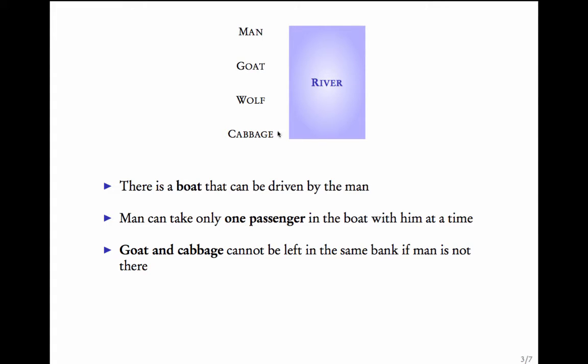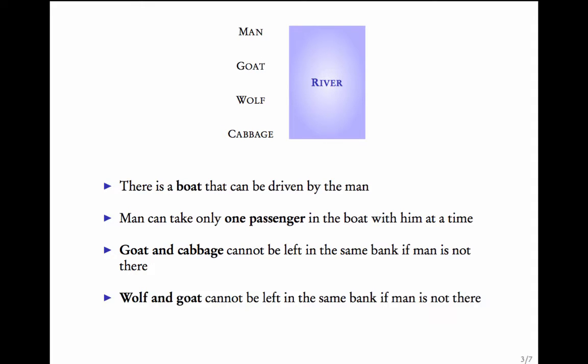The goat and the cabbage cannot be left in the same bank if the man is not there, because if the man is not there, the goat will eat the cabbage. Similarly, the wolf and the goat cannot be left in the same bank if the man is not there, because the wolf will harm the goat. You might have guessed the question now.